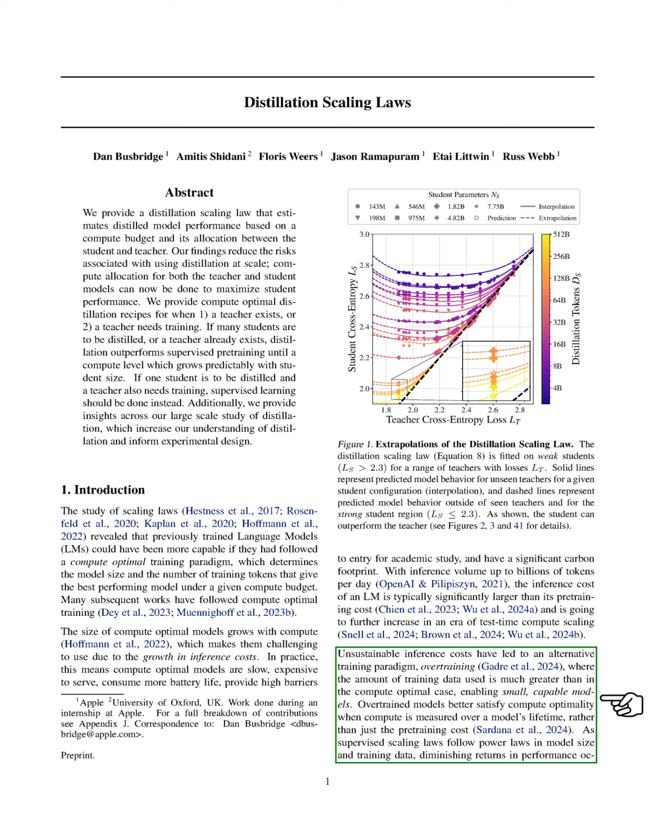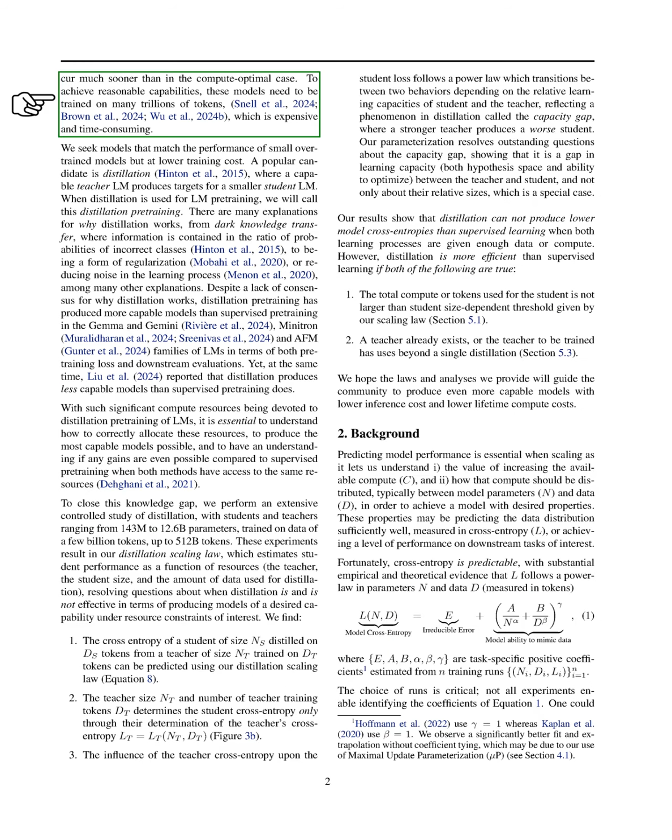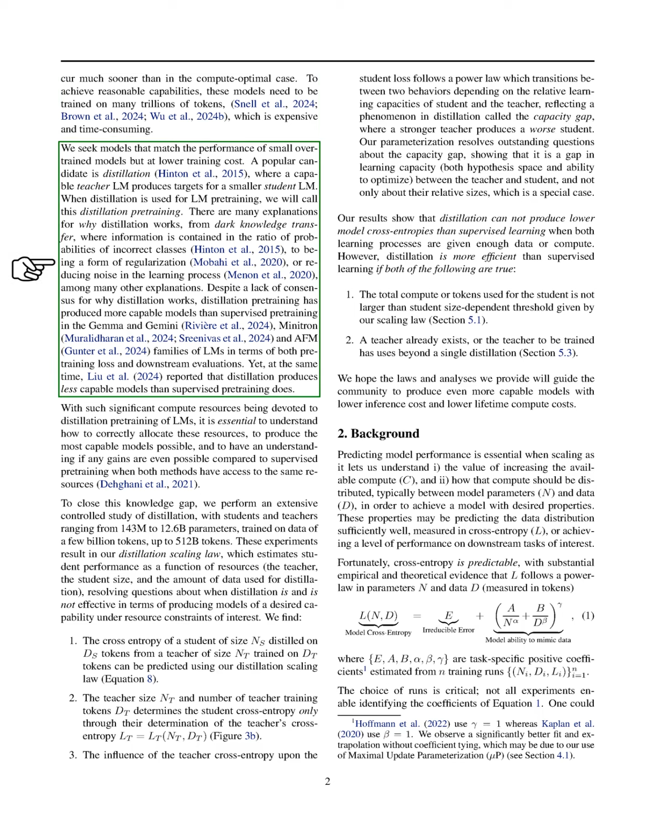As we analyze supervised scaling laws, we notice that performance improvements diminish more quickly than in compute-optimal cases. To achieve satisfactory capabilities, these models require training on trillions of tokens, which is both costly and time-consuming. Our goal is to find models that can match the performance of smaller overtrained models while reducing training costs. A promising approach is distillation, where a proficient teacher model generates targets for a smaller student model. We refer to this as distillation pre-training.